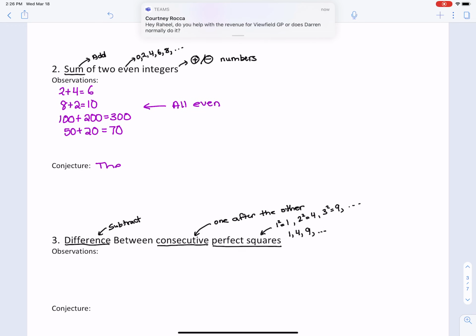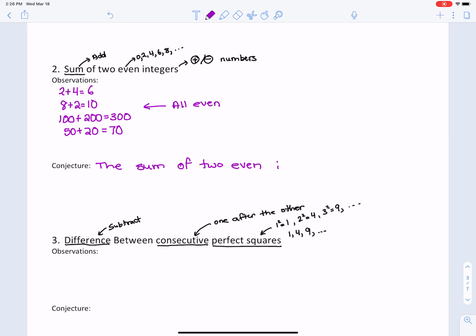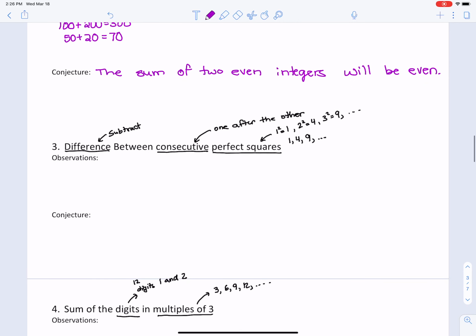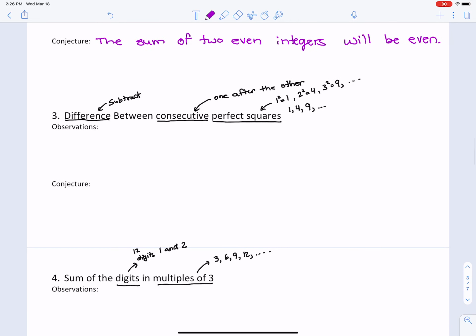The sum of two even integers will be even. And for right now, we're just practicing writing the conjectures. We will ask more questions about these conjectures in a future lesson. But right now, we just observe the patterns and tell ourselves what do we think is going to happen, and then write that as our conjecture. Let's look at the next example.